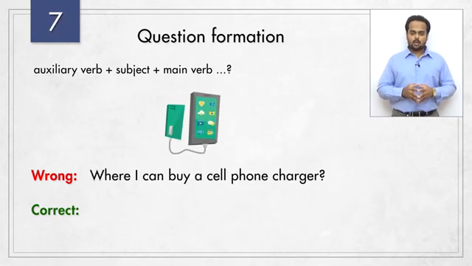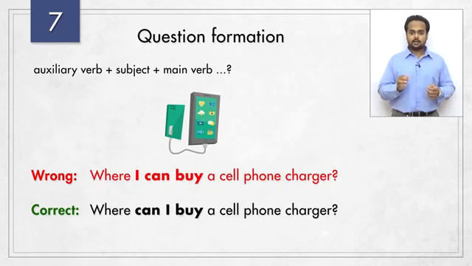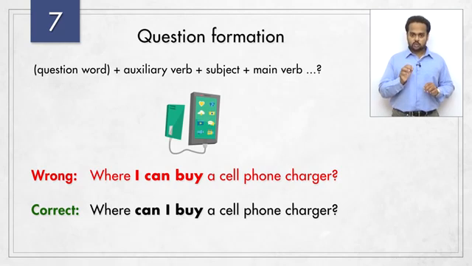Next sentence, where I can buy a cell phone charger. Same mistake. The correct question is, where can I buy a cell phone charger? This is just like the previous question, but it has a question word. So we put that at the beginning.